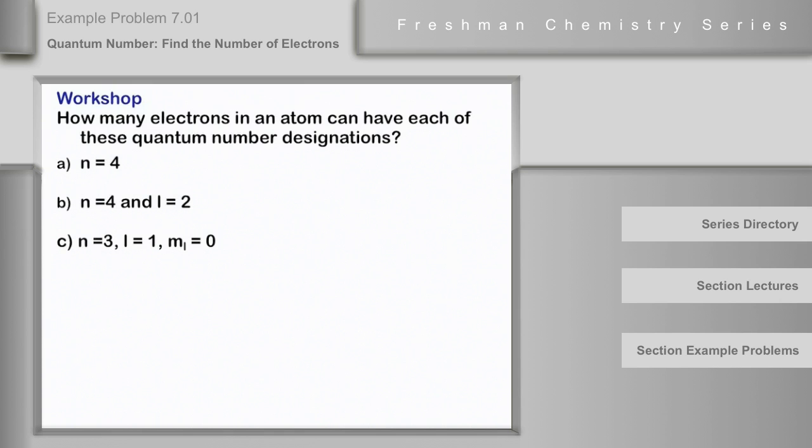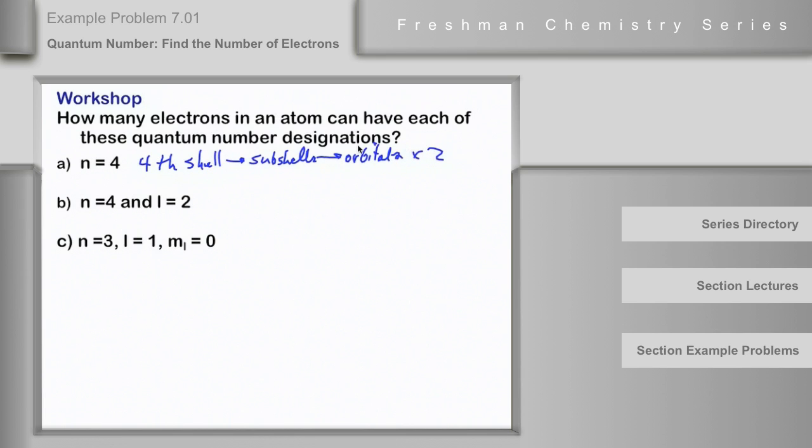So with that in mind, let's look at these questions. How many electrons in an atom can have each of these quantum number designations? First of all, n is equal to 4. That, of course, is the fourth shell. And in case you didn't notice it, there's a shortcut to answering this question. You can either go through and do the subshells and figure out how many orbitals there are in each subshell, add up the total number of orbitals, and multiply by 2, and you'll get the total number of electrons.